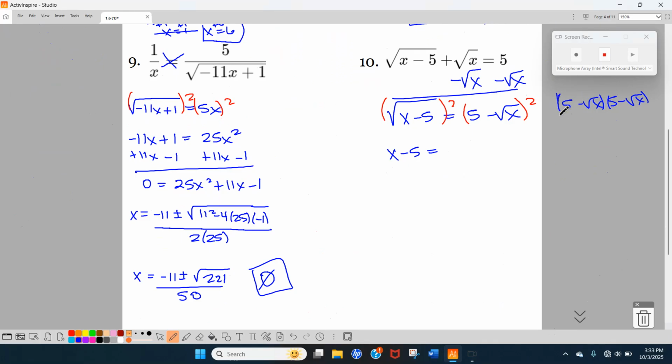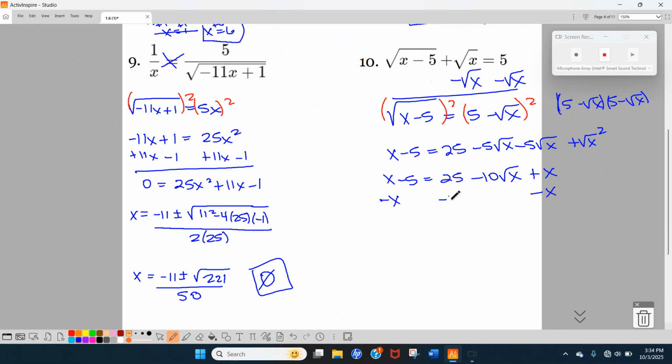So we're going to get 25 minus 5 root x minus another 5 root x, and then plus the square root of x squared. So simplifying just a little, I can combine these and have negative 10 root x. The square root of x squared is just x. All right, so I still have a square root. So now I've got to work on getting everything moved over here.